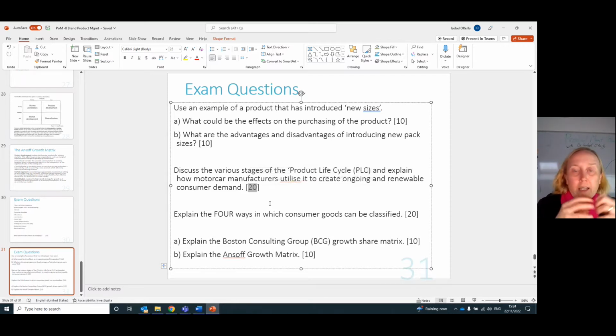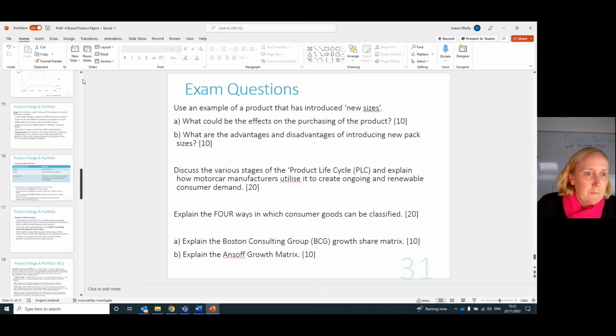Explain the 4 ways in which consumer goods can be classified. So go back up to the earlier slides and find that one slide. It's asking for 4 things. In the exam, circle the key parts of the sentence. Explain: this means definition and a little context. 4 things, how consumer goods can be classified, and it's 20 marks. So 4 things into 20 means it's getting 5 marks for each of those things.